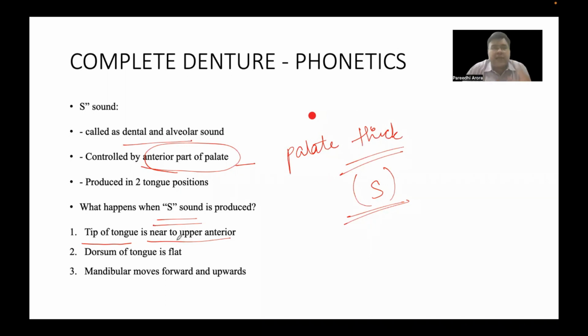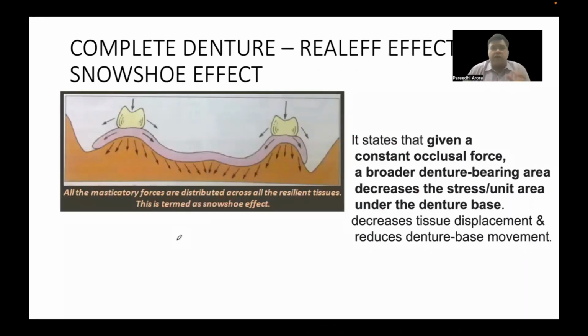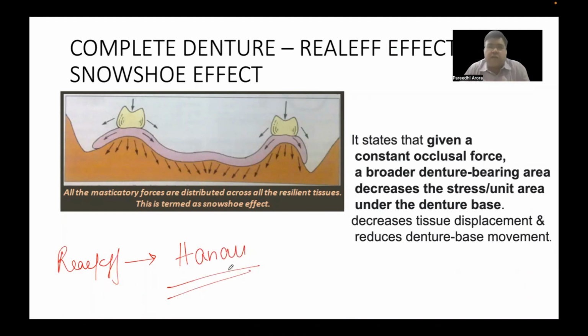So these are a few clinically important questions which come up when the paper is dealing with doubts on phonetics. Then you have heard about two very commonly used terms. One is the Rayleigh effect and the other one is the snowshoe effect. Now, what is the Rayleigh effect? This term was coined by Hanau. Hanau did a lot of work in complete dentures, and when you see Hanau's principles, there is a point called the Rayleigh effect.